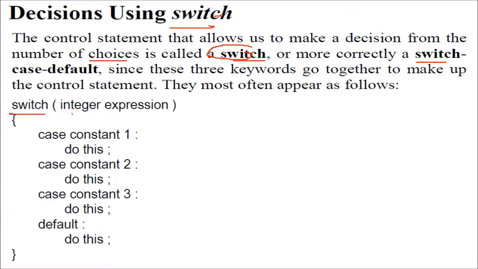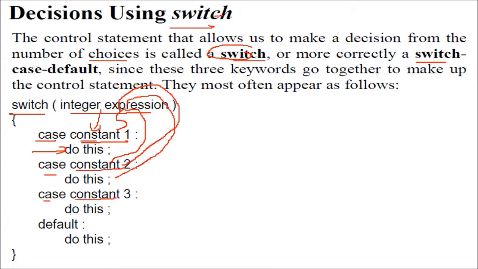We write switch here. Inside the parenthesis is our integer expression. This is matched with these cases. These are case, followed by the number or the value which is to be checked against this integer expression. If this matches, we perform this activity. If the integer expression matches the constant, and this has to be constant always, then that case will be done. If it matches constant 3, this will be done. So depending upon which is the match, the corresponding case will be executed. If these cases do not match, then we go to default. This default is optional. Even if you don't write it, there will be no problem.